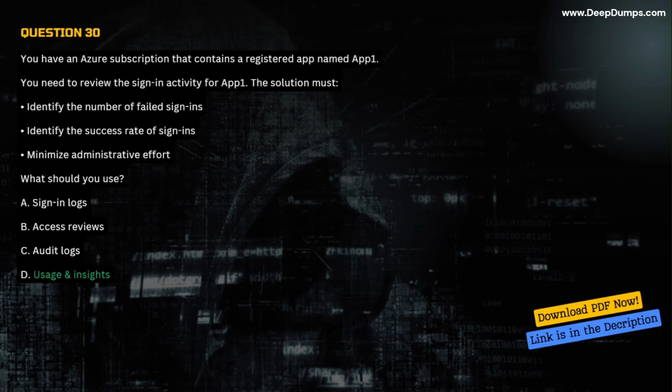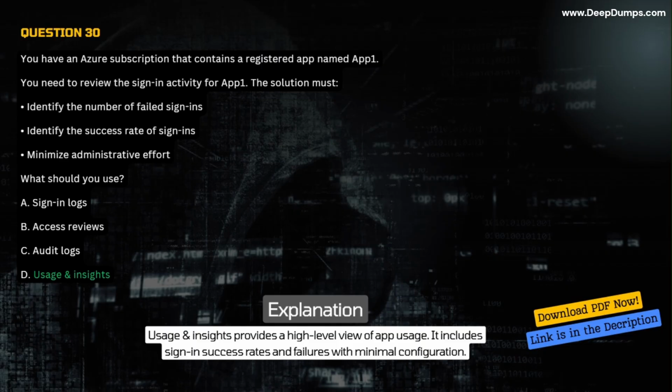Correct answer D. Usage and insights. Explanation. Usage and insights provides a high-level view of app usage. It includes sign-in success rates and failures with minimal configuration.